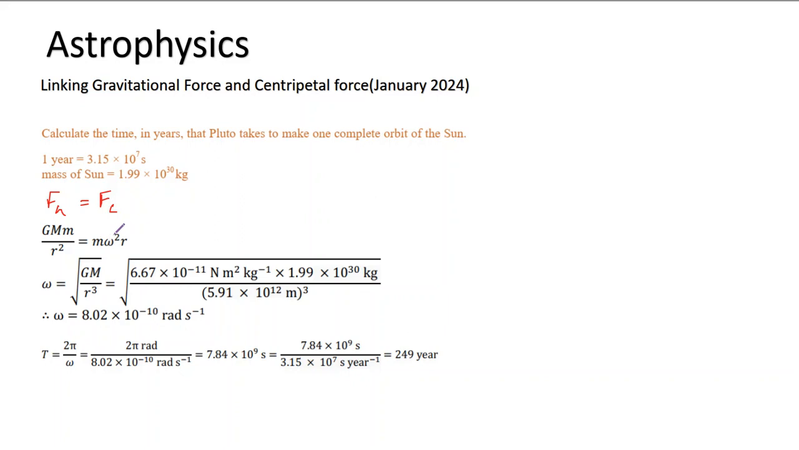Because using m r omega squared, you can easily find out the time, because omega equals 2 pi by T. And in this equation, the mass of Pluto is not given because you don't even need the mass of Pluto. This small m is actually the mass of Pluto, which gets cancelled out.